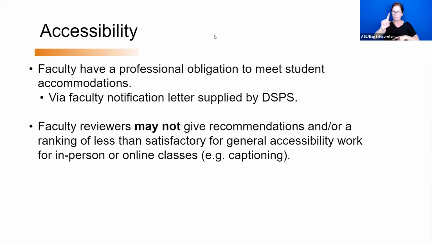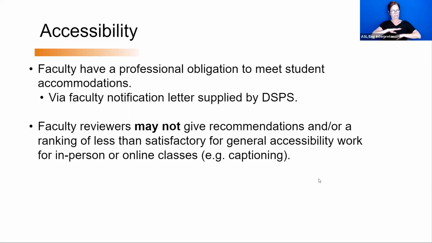In terms of the review, I think it's really important to note that faculty have an obligation to meet student accommodations. So for those of us who, whether you're teaching HCD or a subject matter, you have an obligation that when you get a letter from DSPS, you meet those students' accommodations. That may mean extra time on a test. They may have an interpreter in the room. They may have a stenographer. There are a lot of different accommodations that need to be met, and we must follow those.